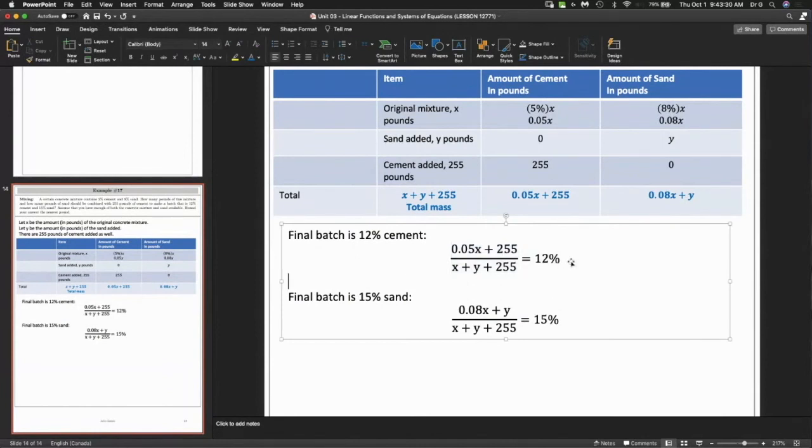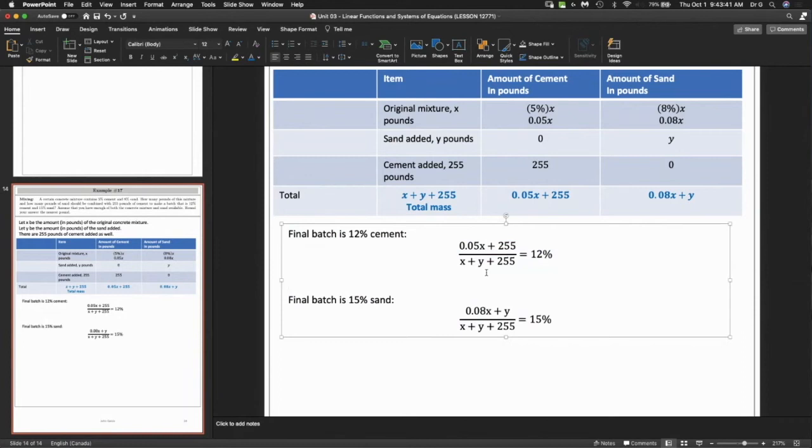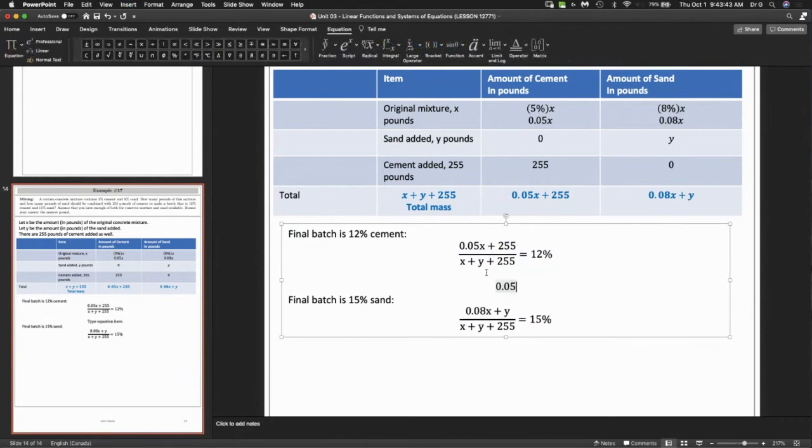So what I would do to finish here is I would cross multiply. So this equation here is just the blue stuff. Let's cross multiply that. So we end up with 0.05x plus 255 equals 0.12.